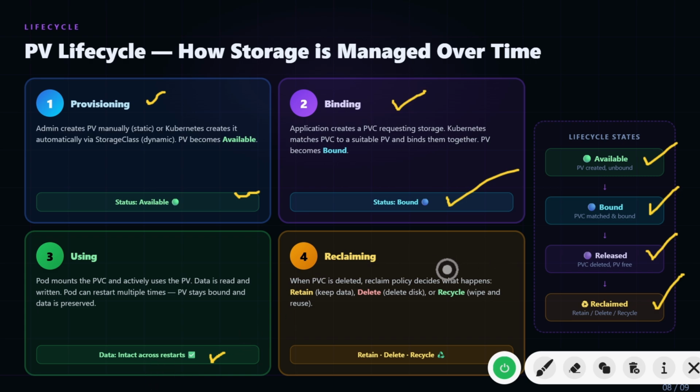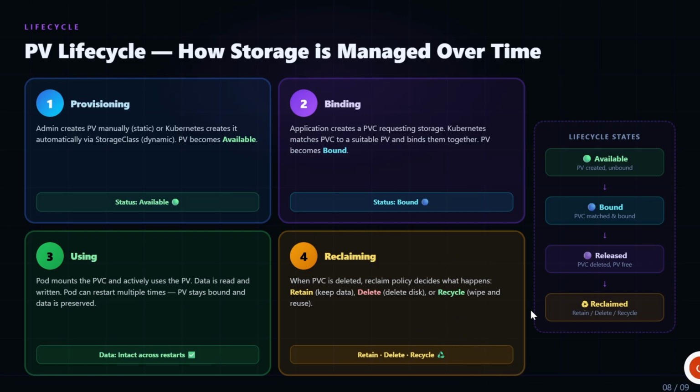And then finally reclaiming. Whenever the persistent volume claim is deleted, that means the pod itself is deleted, the reclaim policy decides what exactly happens. That is basically retain, which means keeping the data, or delete, which means deleting the disk for cleanup, and recycle, which means wipe and reuse. So this is the reclaiming stage, and this is the entire life cycle of your persistent volume.